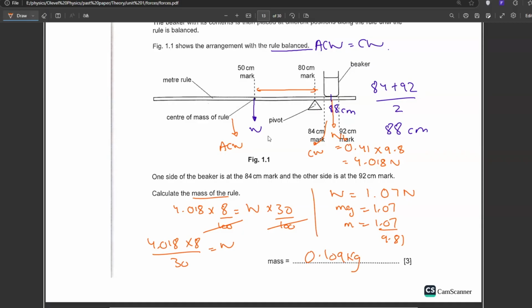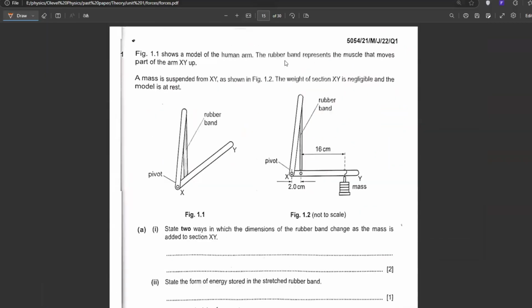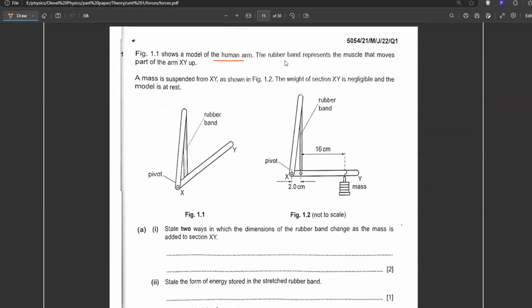Okay. Let's further move ahead to the next question. Figure 1.1 shows a model of the human arm. The rubber band represents the muscle that moves the part of the arm XY up. A mass is suspended from XY as shown in figure 1.2. The weight of the section XY is negligible, and the model is at rest.